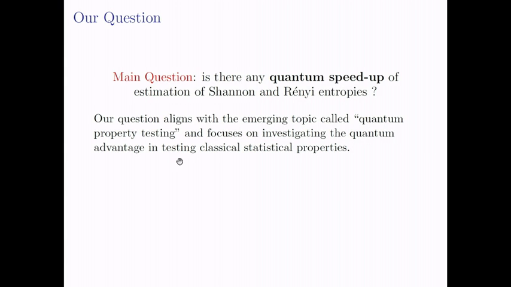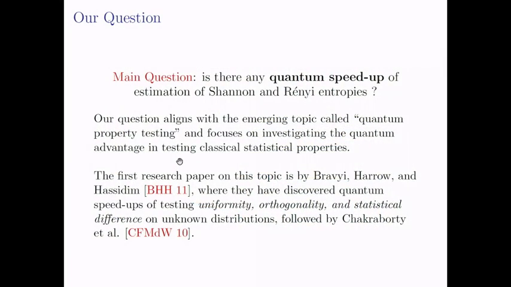As I said in the very beginning, I think this question aligns with the emergent topic called quantum property testing. But this one focuses on distributional properties. So the first paper, to my best knowledge, on this topic is by Bravyi, Harrow, and Hassidim, which studied the quantum speedup for testing distribution properties like uniformity, orthogonality, and statistical difference.